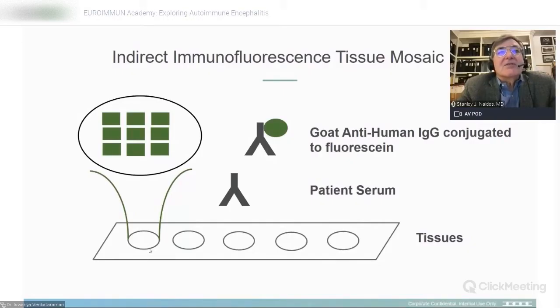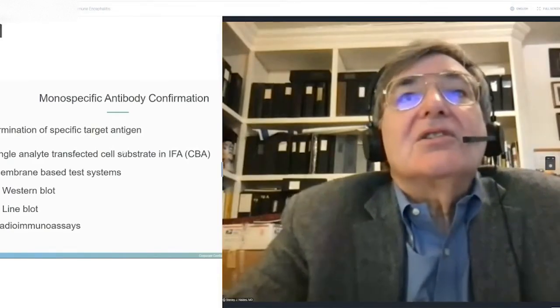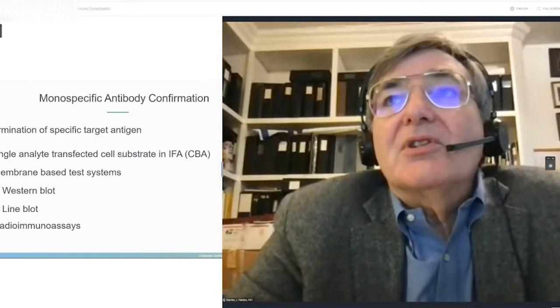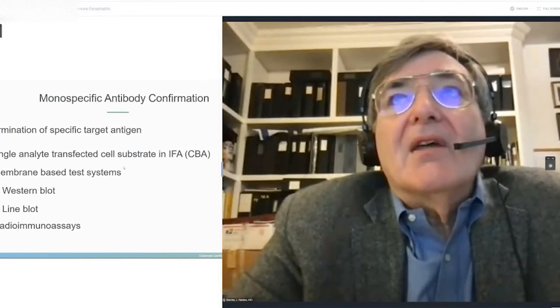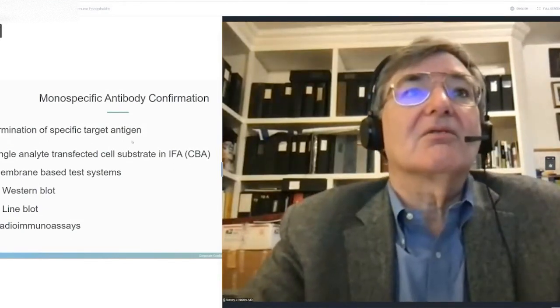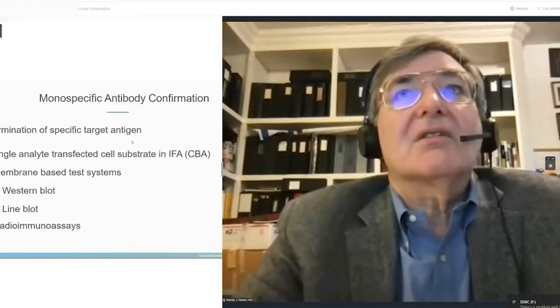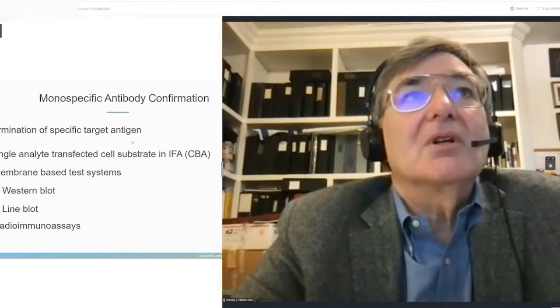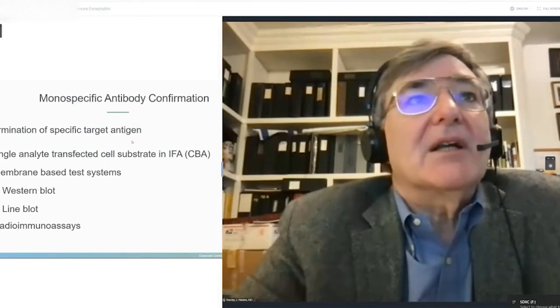Patient serum or CSF is then overlaid in the well, and goat anti-human IgG conjugated to fluorescein is added as a second step after each step of washes. And so this allows the antibodies in the patient serum or CSF to be identified. So once the tissue has been shown to show a particular staining pattern that results from the distribution of the antibody target in the neuronal tissue, one can then direct further testing to attempt to confirm a monospecific antibody.